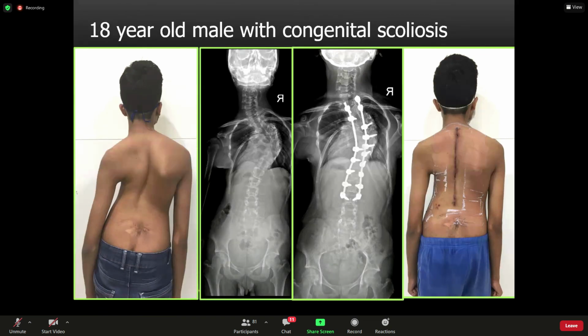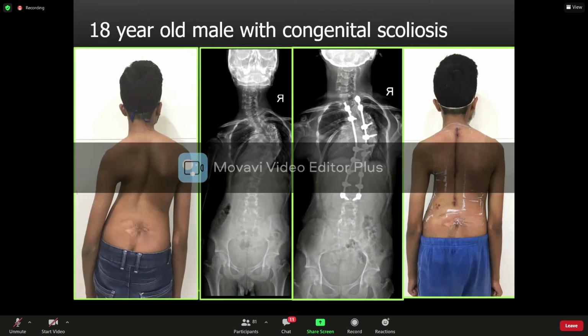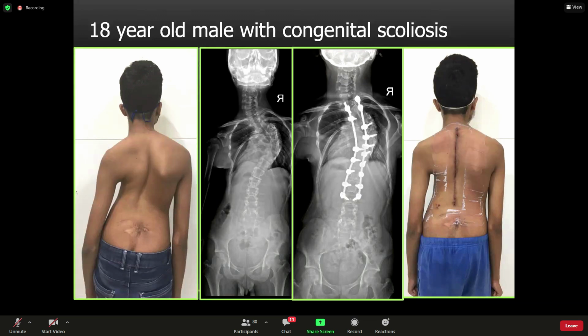We don't aim to correct the curve 100%. The main aim of scoliosis surgery is to prevent progression. Number 2, to perform a safe surgery. And the last one is to obtain as much correction as is safely possible. At the end of the day, the shoulders have to be level, the pelvis has to be level, and the head has to be seated on top of the pelvis. That's all that matters. Whether there's a little curve in between really does not matter.